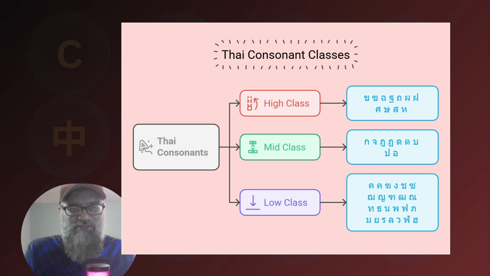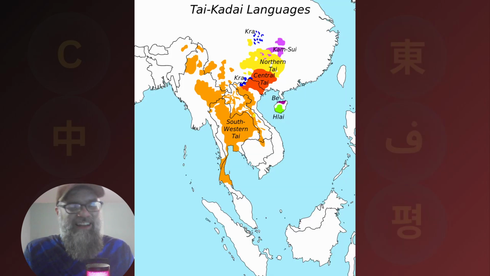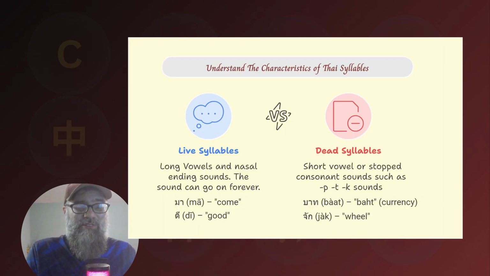If there's no other way to make a rising tone, then they will put a mai chattawa on it, but you will not find it on any indigenous Thai words. And the same thing with the mai tri. We had the last type that I hinted at in Chinese, the PTK endings. They still exist in the Bangkok Thai. We also have the syllable types. They have the live or dead.